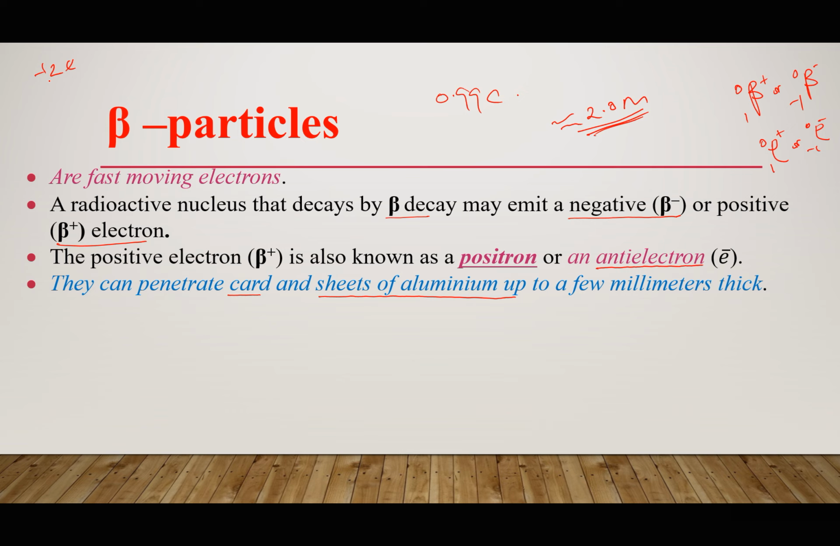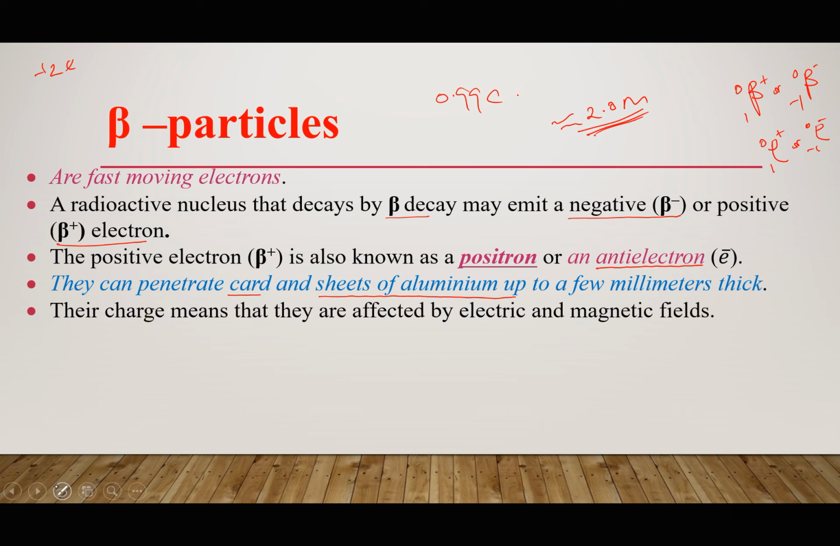Depending on whether it is positive or negative, it will be attracted to a negative or positive plate. These are less ionizing, but they are also ionizing, just like the alpha particles. So we can say that their charge means that they are affected by electric and magnetic fields. Because they have charge, they are going to be deflected in electric and magnetic fields.